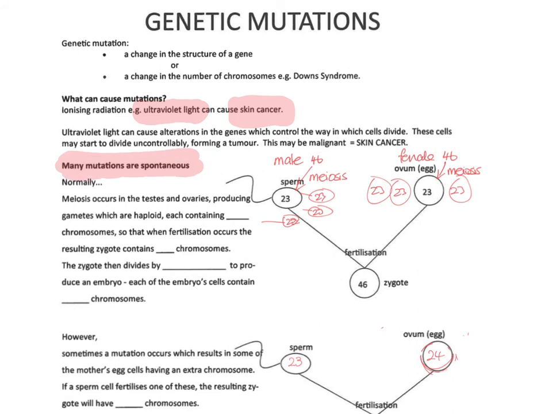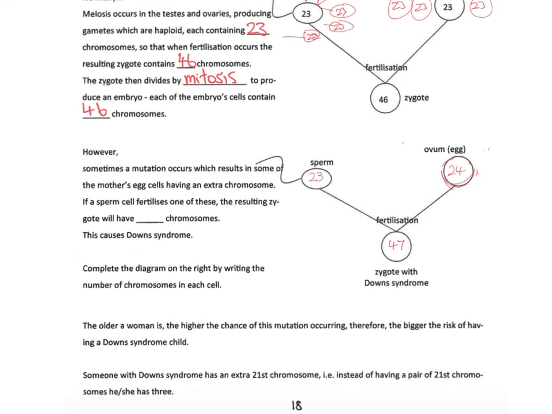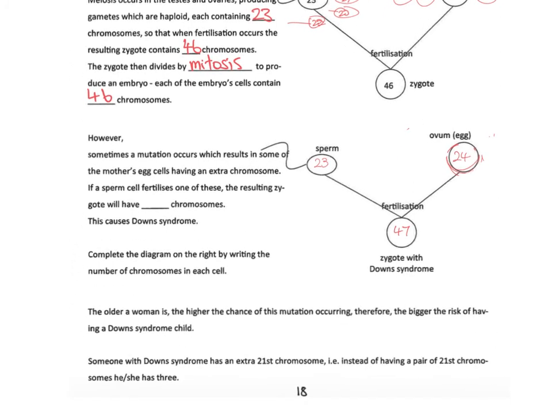So in terms of filling this in, meiosis occurs in the testes and ovaries, producing gametes which are haploid. So they have 23 chromosomes. The zygote therefore contains 46. The zygote divides then by mitosis to produce an embryo, and each of the embryo cells contain 46 chromosomes. But we've said sometimes a mutation happens, and it's normally in the mother's body, and so sometimes she will produce an egg with 24 chromosomes, therefore the zygote would end up with 47, and that causes Down syndrome.